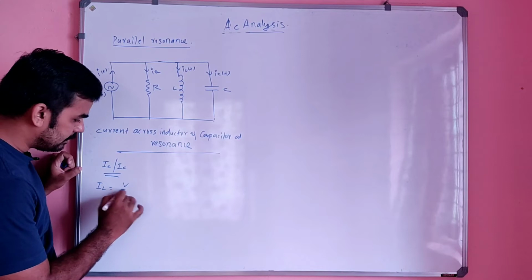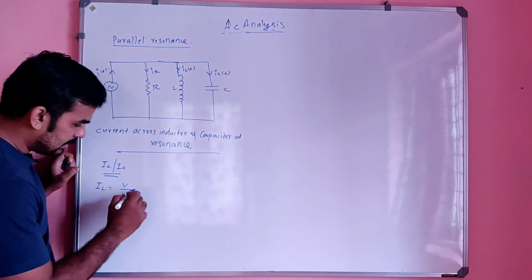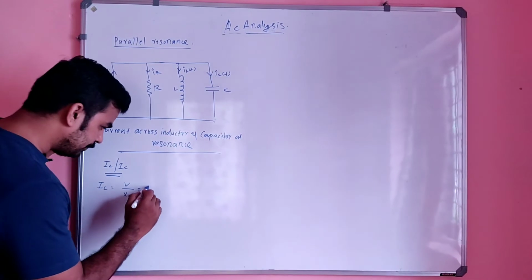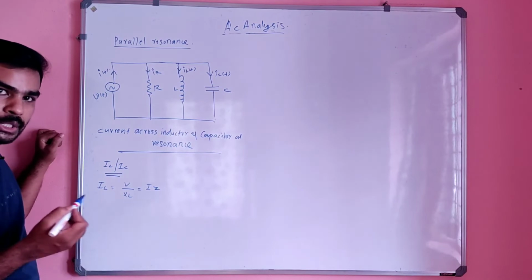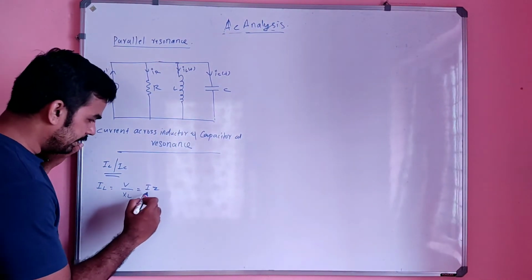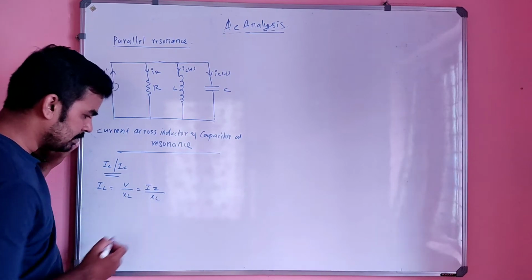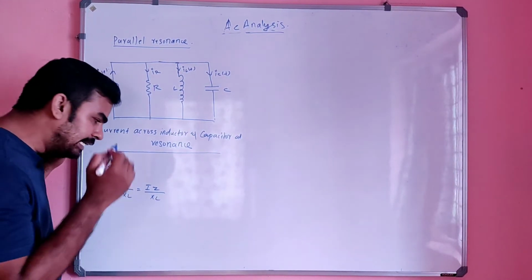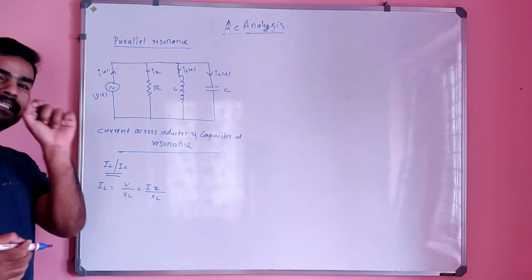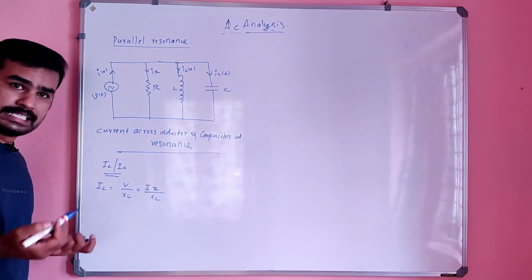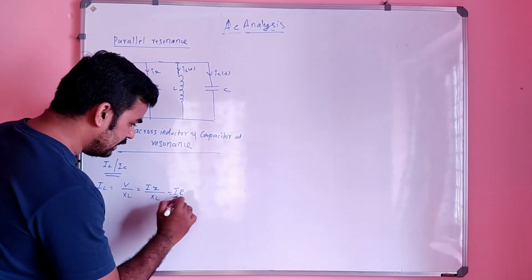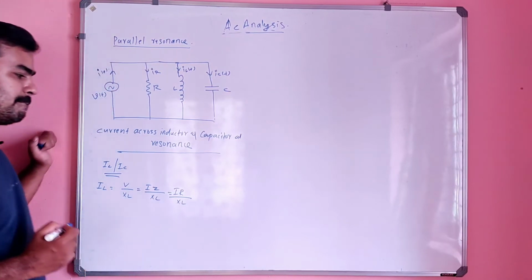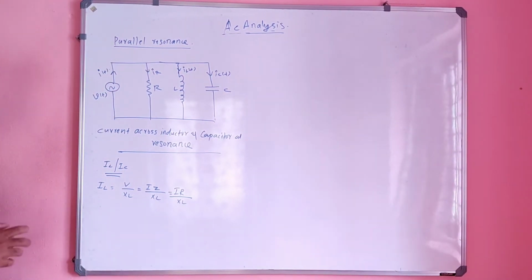IL is nothing but V by XL, right? V by XL. And V is nothing but what? I into Z, correct or not? I into Z, Z divided by XL. At resonance, what is Z there? What is the Z value? I can say that it is simply R. Is it correct?